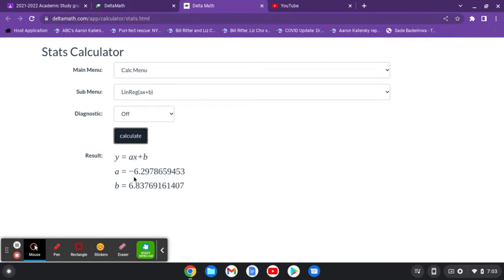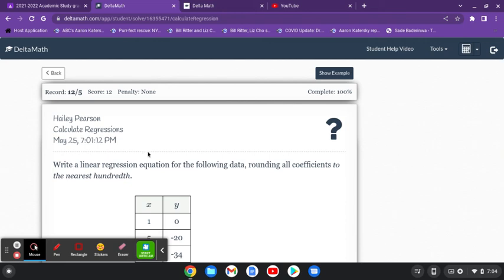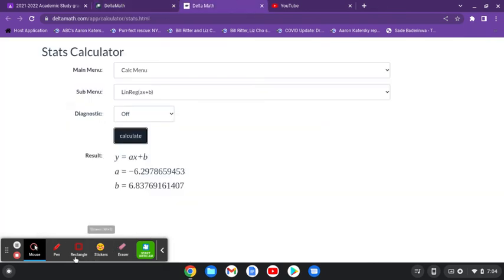I know that a is negative 6.2978659453, and b is 6.83769161407. But according to our question, we have to round to the nearest hundredth.